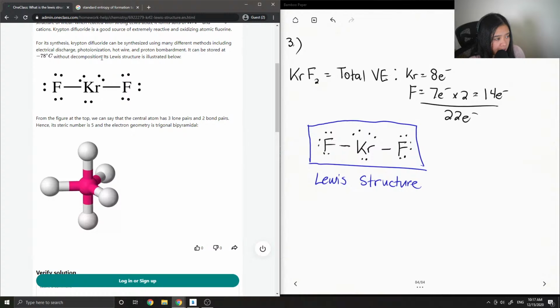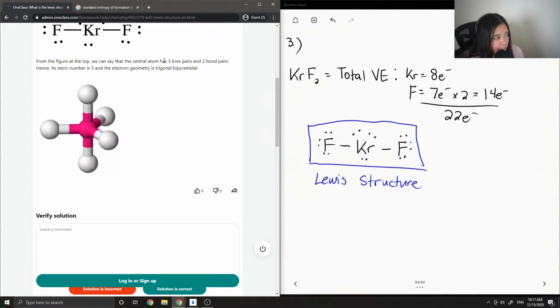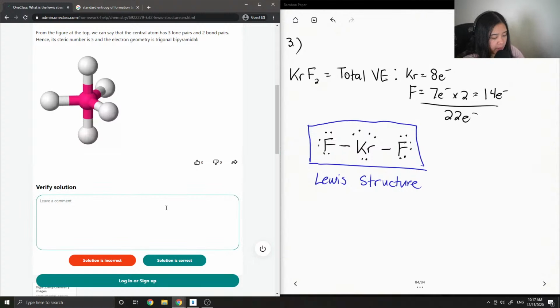Its Lewis structure is illustrated below. Yep, so they have the same structure as I do. From the figure at the top, we can say that the central atom has 3 lone pairs and 2 bond pairs. Hence, its steric number is 5, and the electron geometry is trigonal bipyramidal. Yep, so this solution is correct. They also gave a nice summary of krypton difluoride.